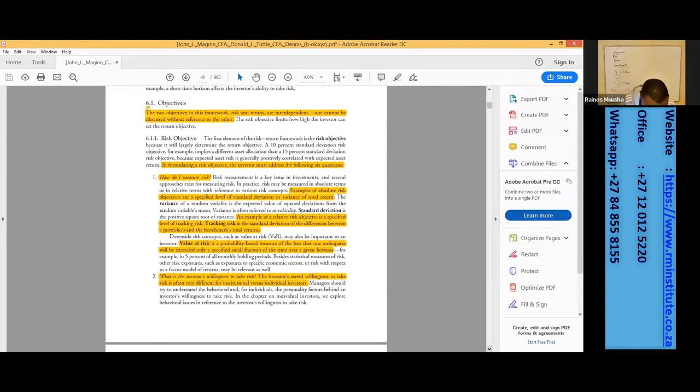Then the other measure that they talk about there is the value at risk, where they say the downside risk concept, such as the value at risk, may also be important to an investor. So value at risk is a probability-based measure of the loss that one anticipates will be exceeded only a specified small fraction of the time over a given horizon. So which means in this case, we are basically saying that the maximum loss that you're expecting to experience over a given period of time, given a certain probability of occurring, is basically what you refer to as the value at risk.